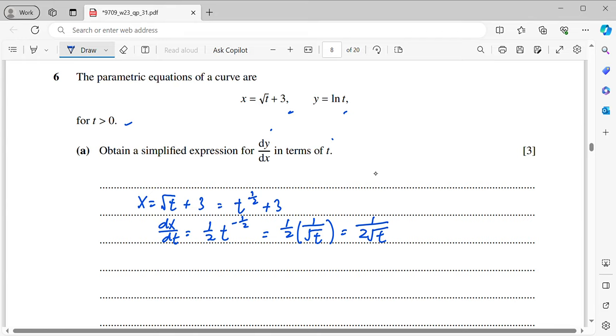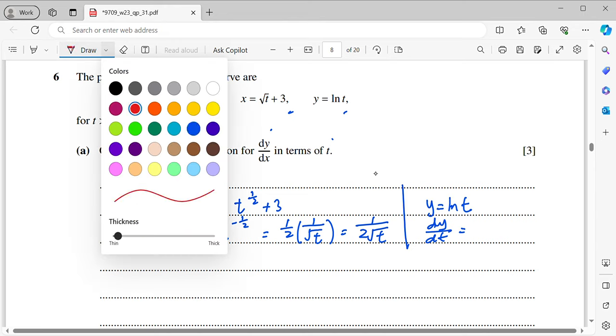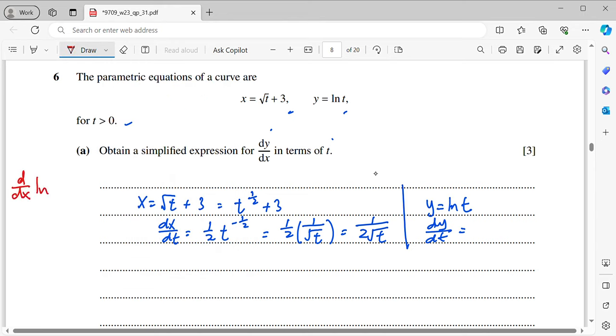Now, your y is ln t. Therefore, dy/dt, when you differentiate ln, we have a formula here: differentiate ln f(x) with respect to x, it will be over, copy whatever is after the ln, that means copy the f(x), then the numerator is f prime x. So now you copy whatever is after the ln, which is t, and differentiate t with respect to t is 1. So that is our dy/dt.